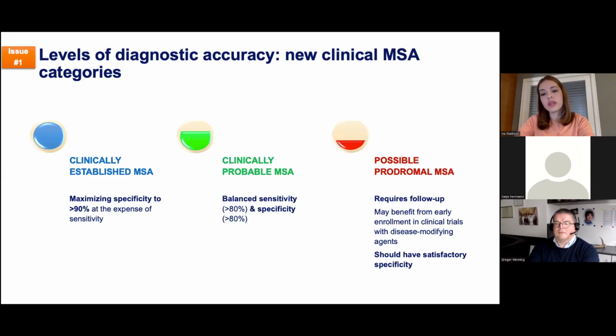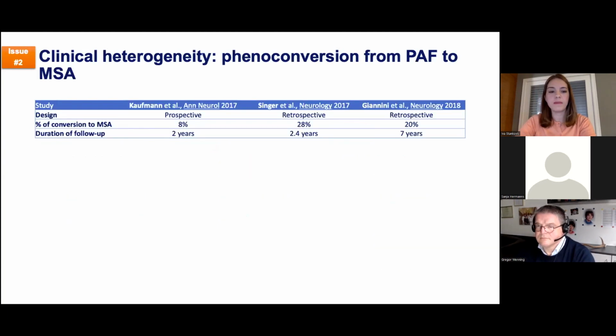And this category with diagnosed patients with predominant non-motor symptoms, such as autonomic failure and REM sleep behavior disorder, and only mild motor signs that would then during follow-up develop full-blown clinical presentation, but also this category should have satisfactory specificity.